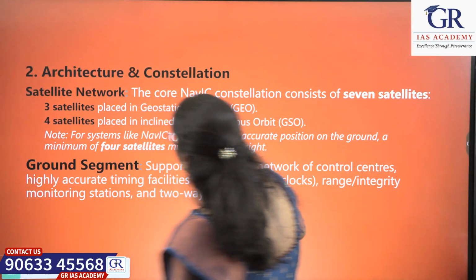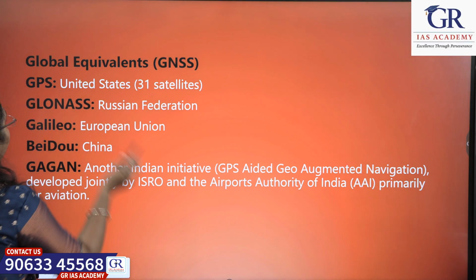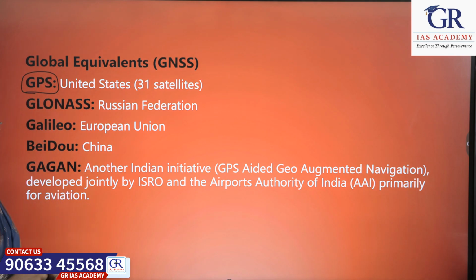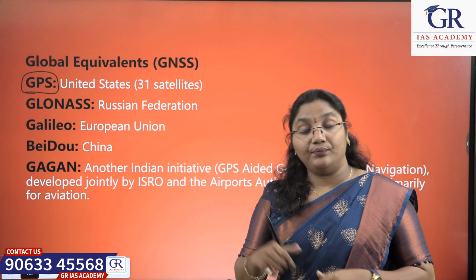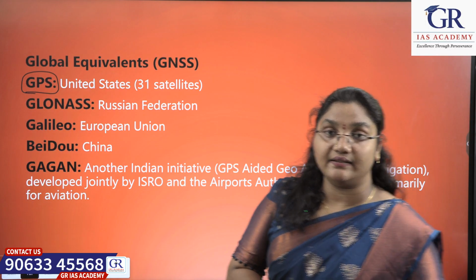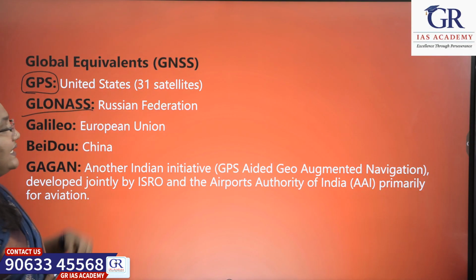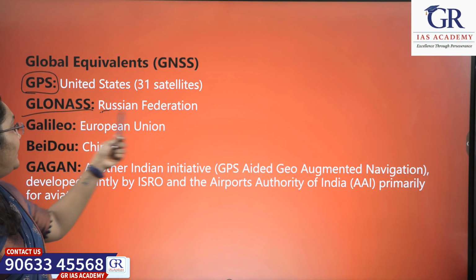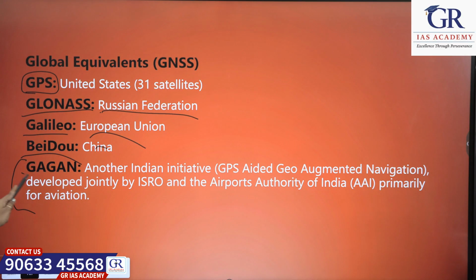Okay, next, global equivalents similar to our NavIC are GPS, which is developed by the United States with 31 satellites. With how many satellites is our NavIC developed? It is developed with 7 satellites. Next, GLONASS is developed by the Russian Federation, then Galileo of the European Union, BeiDou of China, and another main Indian initiative, Gagan.